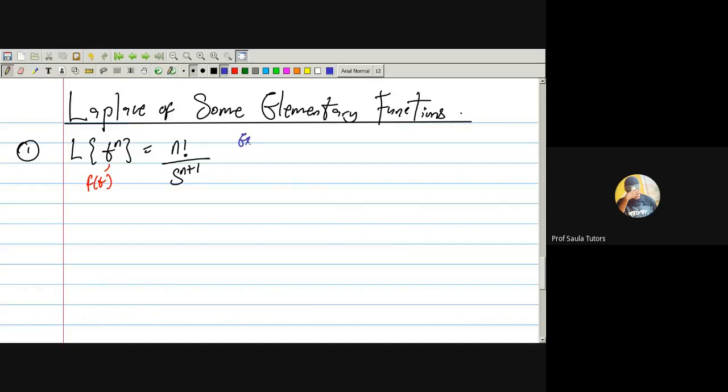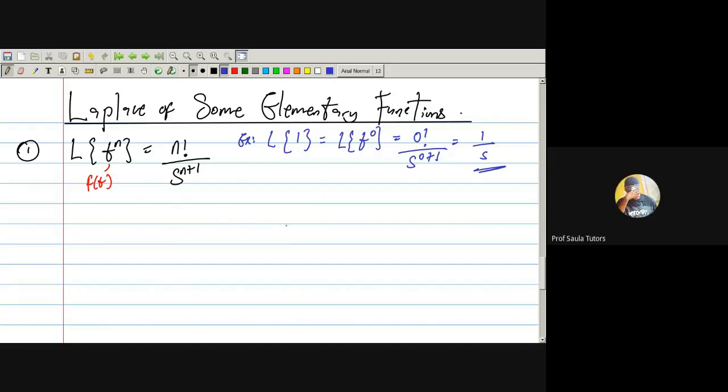Now, example. If I tell you, okay, find the Laplace transform of 1, how do you do it? You can use this to find the Laplace transform of 1. Don't forget that the Laplace transform of 1, I can write it as the Laplace transform of t to the power of 0. And these are some powers of t. I want my formula: 0 factorial over s raised to power 0 plus 1. 0 factorial is 1, then 1 over s. You are done. So it means that the Laplace transform of 1 is 1 over s. Are we together?